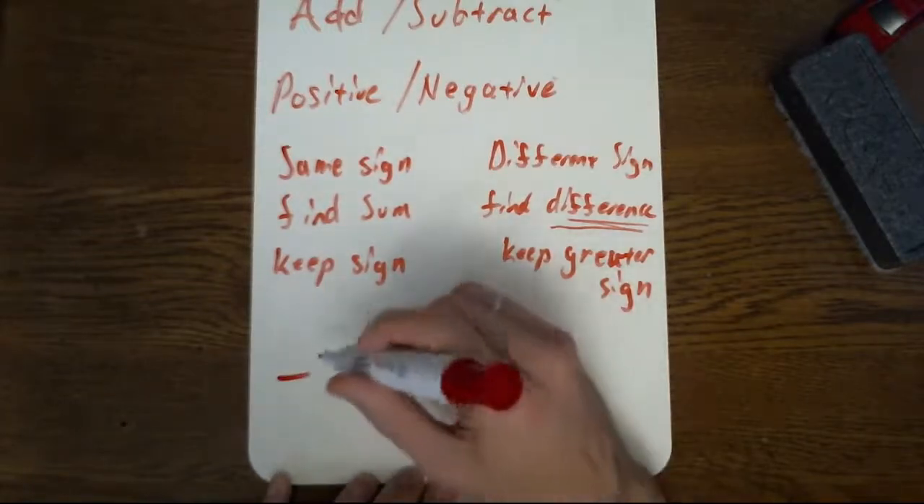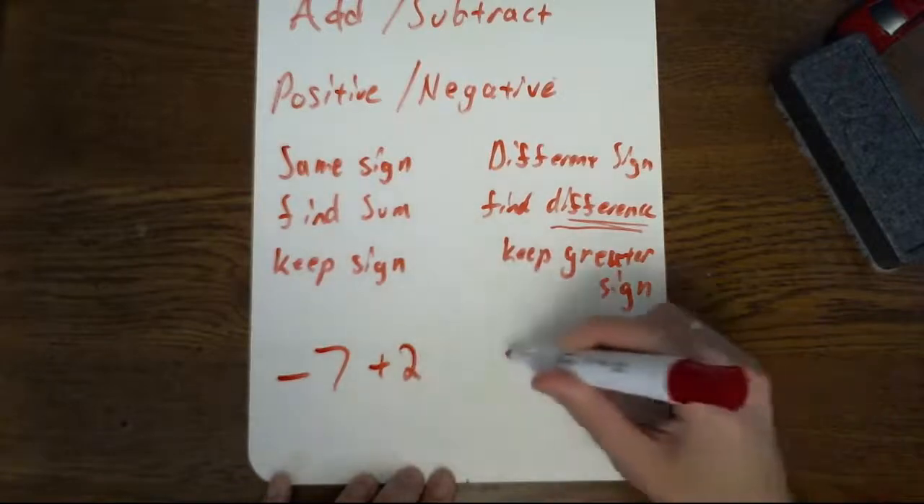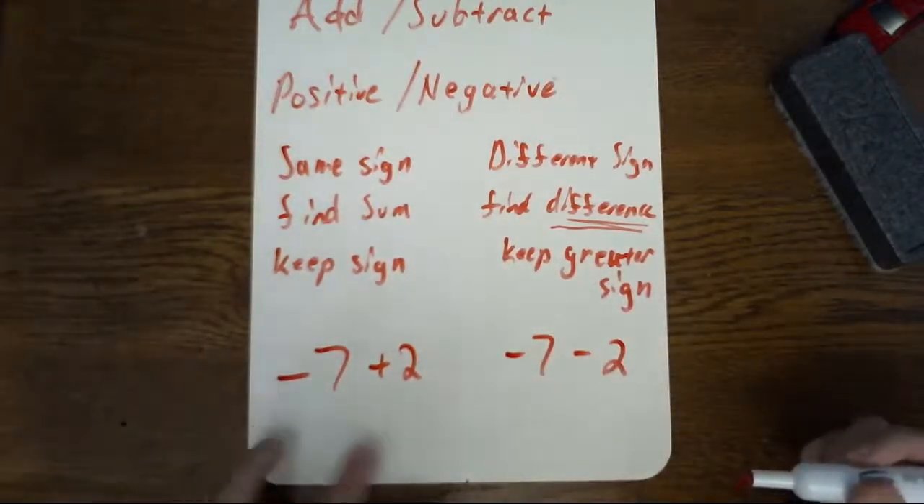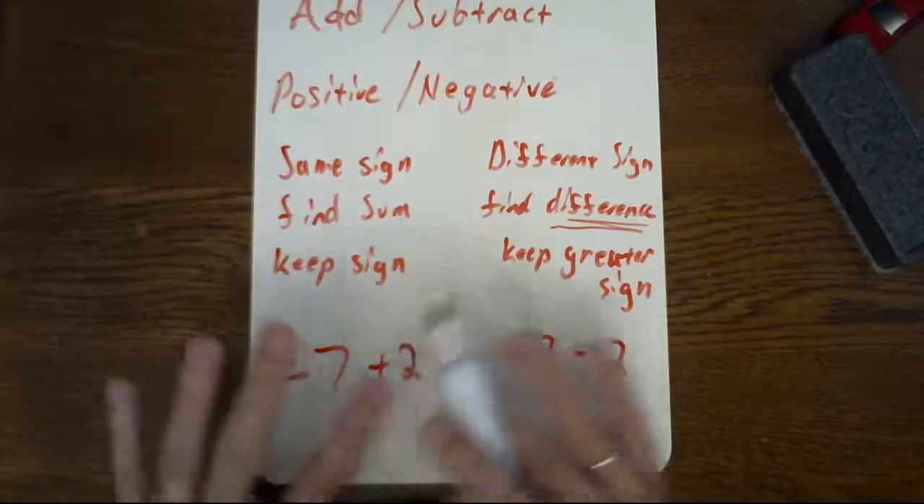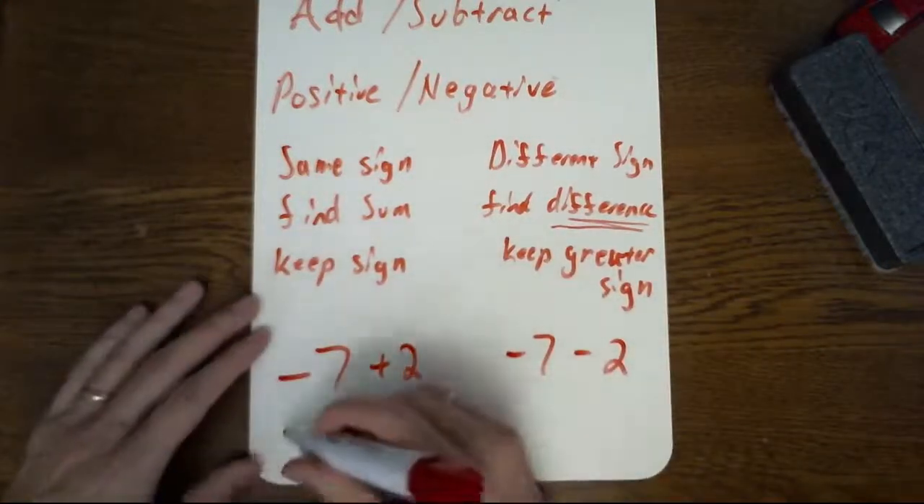Keep the greater sign. So at the bottom here, what if I put a negative number first? Negative 7 plus 2. How about negative 7 minus 2? So we have two different examples. So negative 7 plus 2. We have a plus in between, so we don't need to worry about doing keep change change. That's only when there's a negative in between.